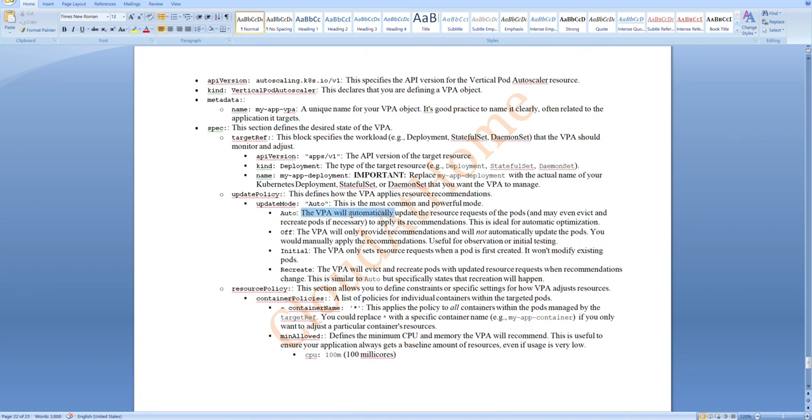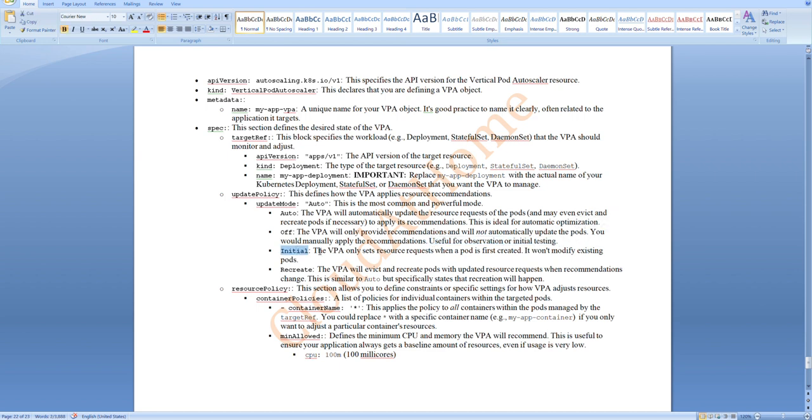When you set the update policy as Auto, the VPA will automatically update the resource request for the pods to apply the recommendation. This is ideal for automatic optimizations. When you keep it Off, the VPA will only provide the recommendation and will not automatically update the pod. You would manually need to make these changes based on the recommendation. Okay, useful for observing or initial testing.